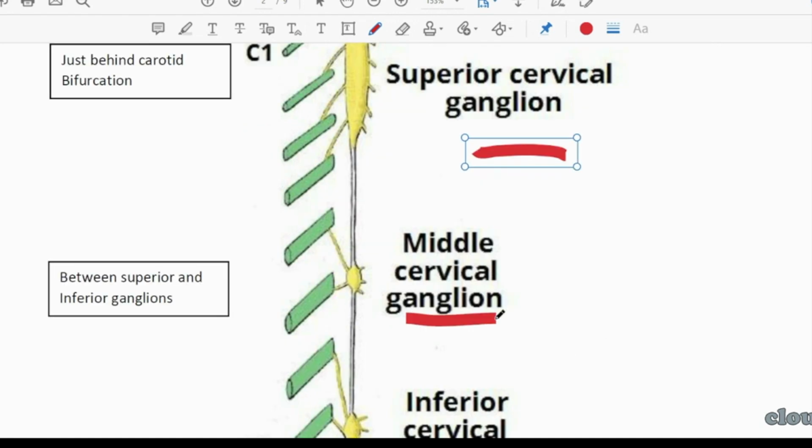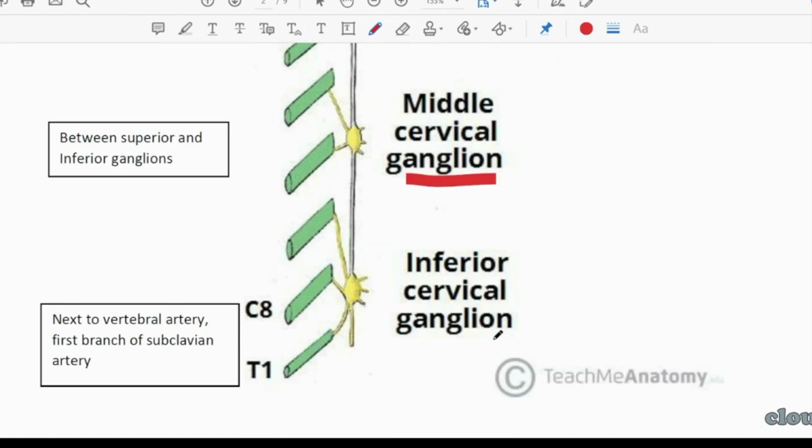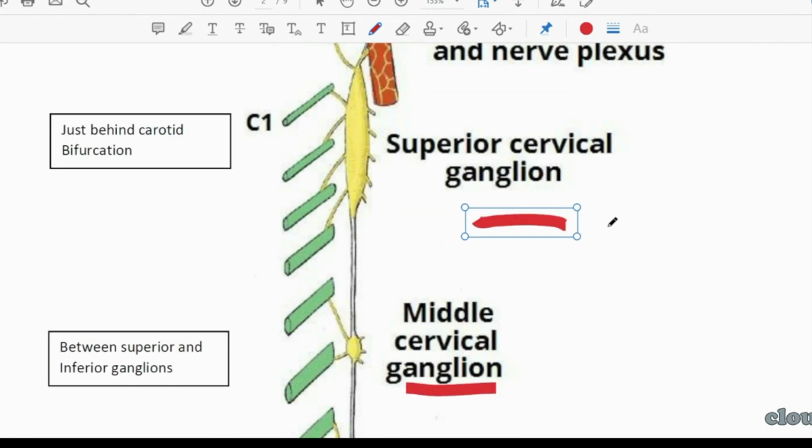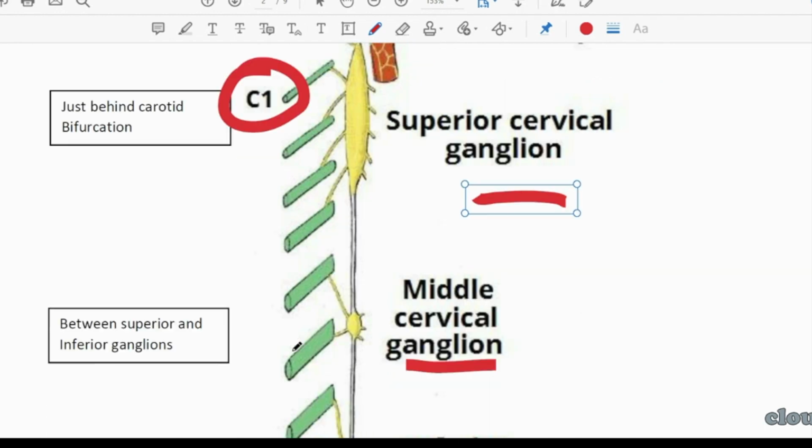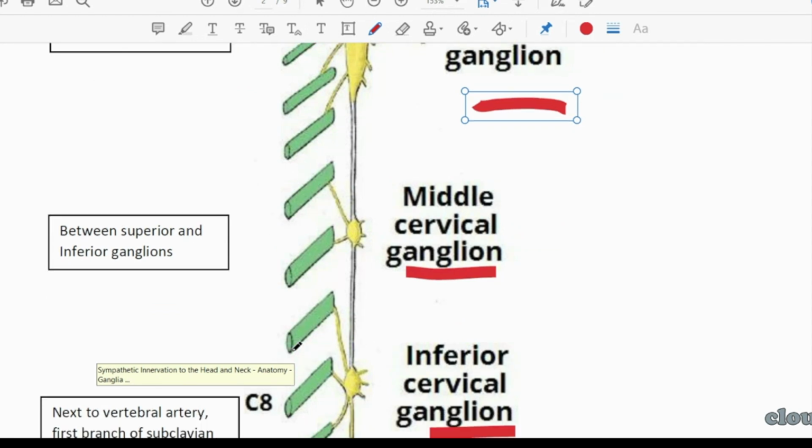So let's talk about the superior cervical ganglion. Where are you going to find it? You'll find it right behind the carotid bifurcation. You'll find it adjacent to C2 and C3. It targets the head, the heart, and neck via hitchhiking on this carotid artery that you can see in the picture. The middle cervical ganglion is adjacent to C6 and targets the heart and the neck.